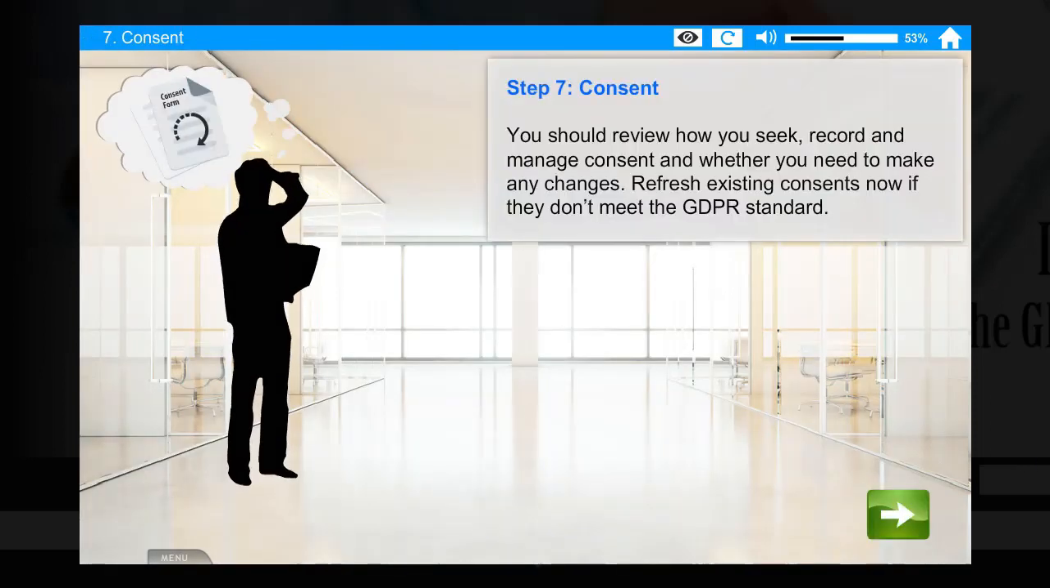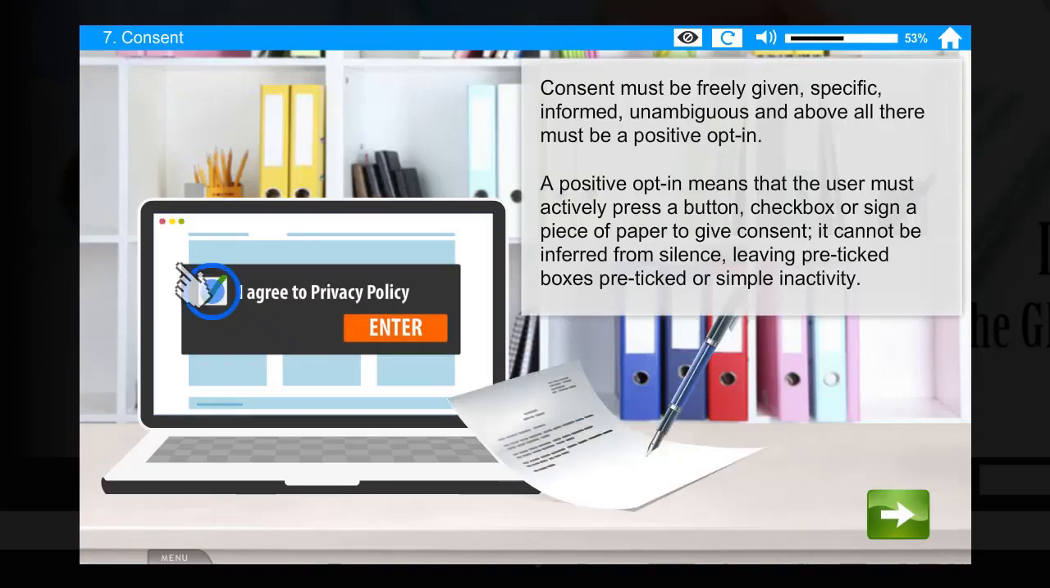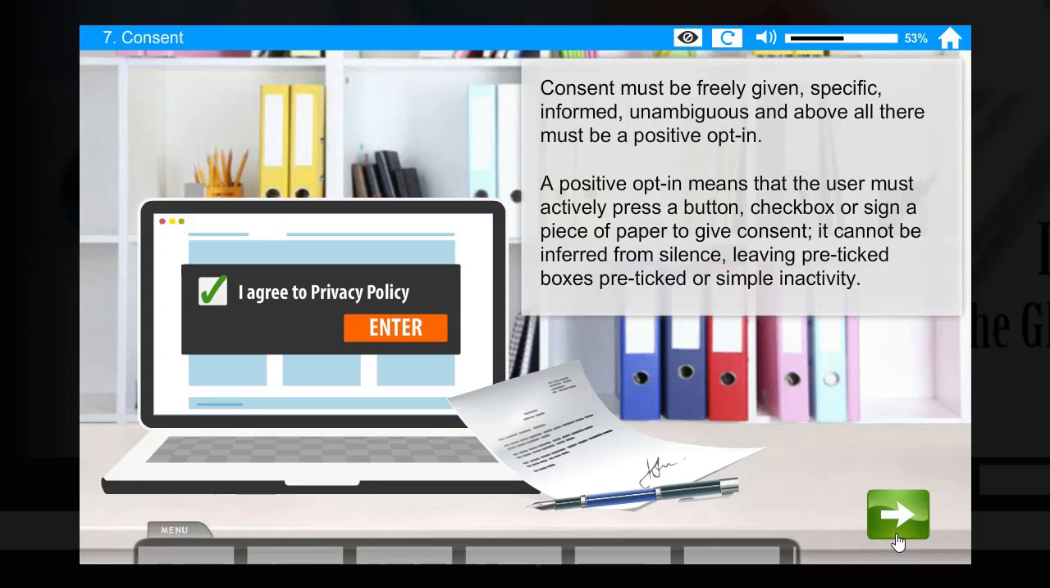Consent. You should review how you seek, record and manage consent and whether you need to make any changes. Refresh existing consents now if they don't meet the GDPR standard. Consent must be freely given, specific, informed, unambiguous, and above all there must be a positive opt-in. A positive opt-in means that the user must actively press a button, checkbox, or sign a piece of paper to give consent. It cannot be inferred from silence, leaving pre-ticked boxes pre-ticked, or simple inactivity.